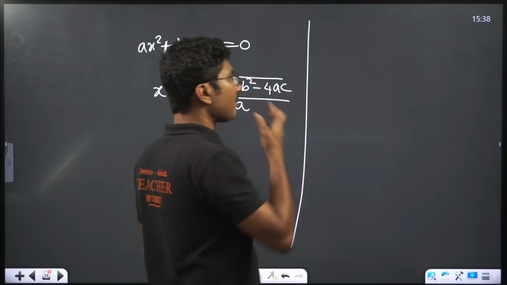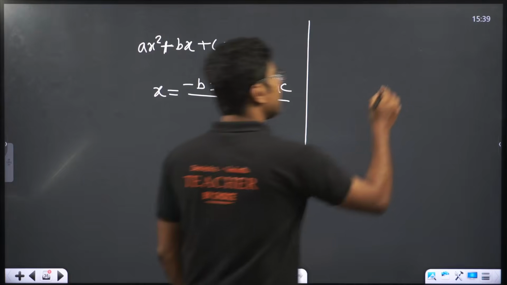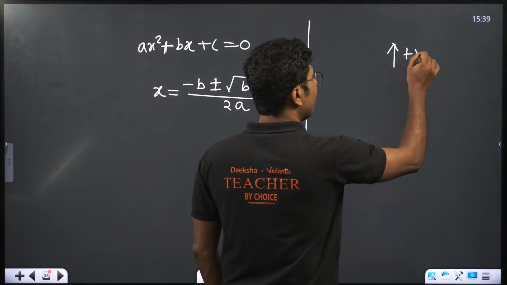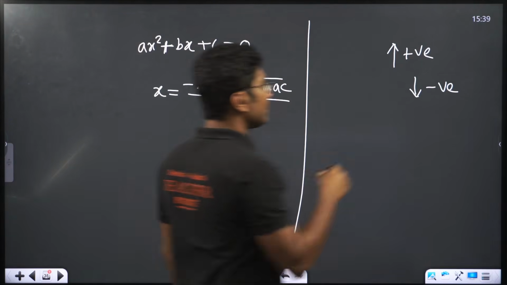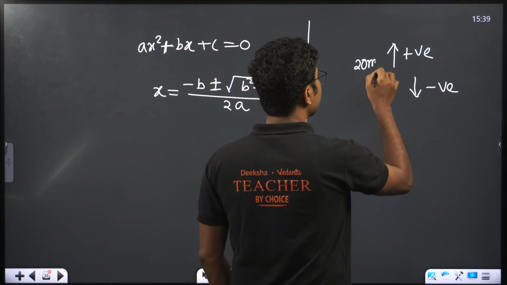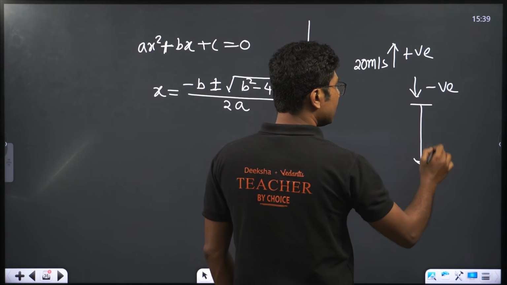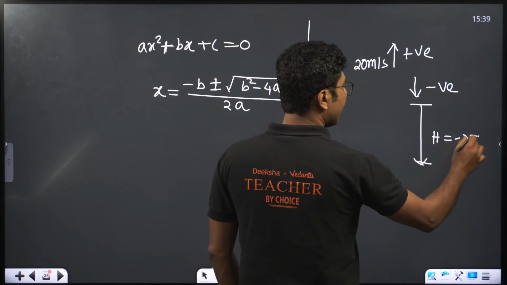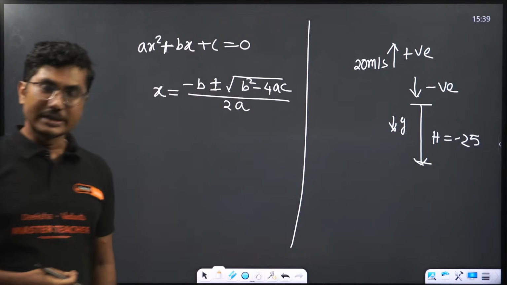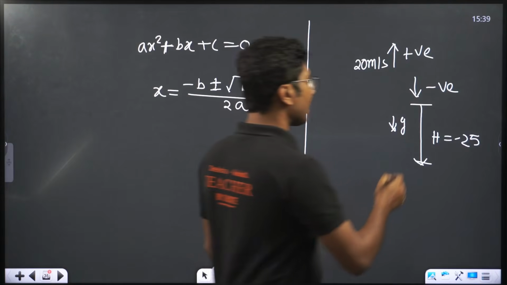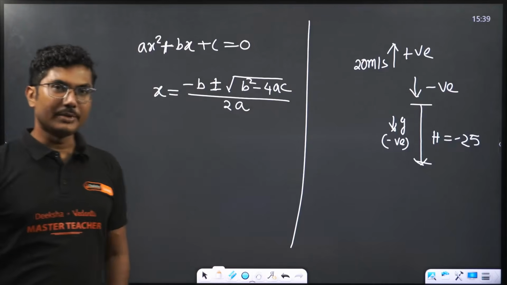Now one more part is that whenever you are considering a particular direction to be positive, everything else in the opposite direction will be negative. Okay, so we consider that the 20 meter per second on the top side is positive, it is going upward. So on the downward side the displacement is negative, the gravitational acceleration is also negative. So these are the two things that you need to remember, that whenever you are considering a particular direction as positive, everything in the opposite side will be negative.